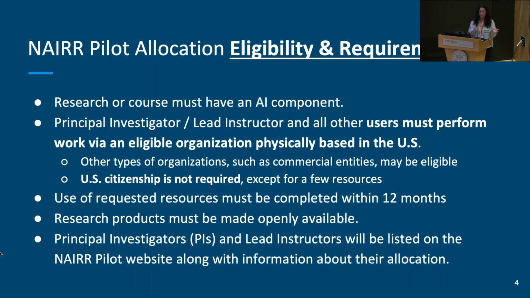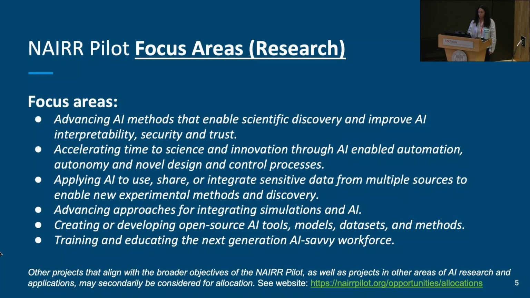All your award details and abstracts are going to be published on the NAIRR Pilot website, so keep that in mind as you fill things out. NAIRR allocation requests and use of the pilot resources must use an institutional email address. You can't use a Gmail address, so you really have to be affiliated and verified with a US institute.